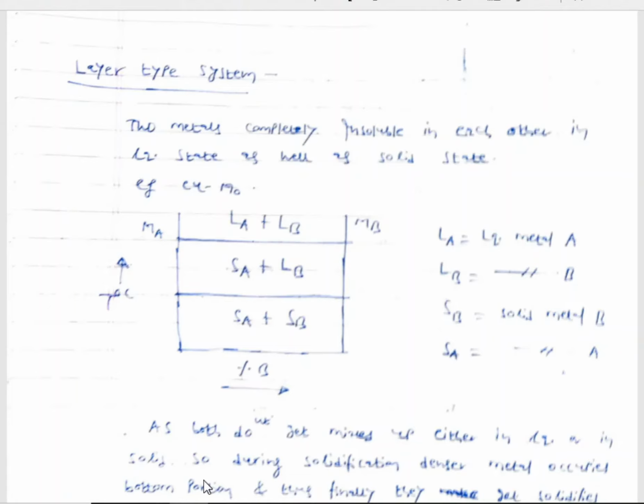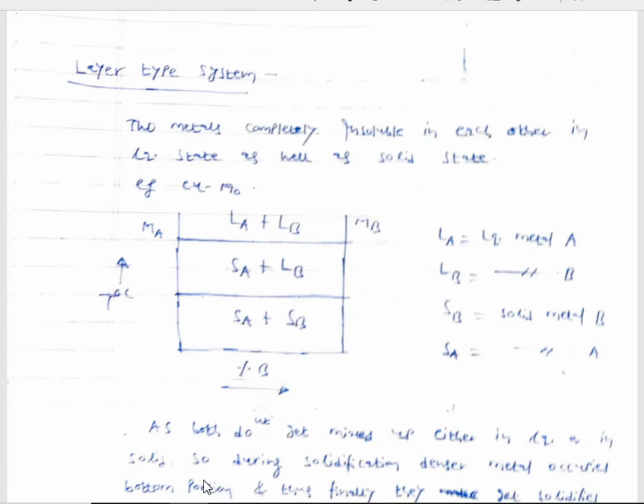Then when the melting point of the other metal is crossed, that is, the freezing point of the other metal is reached, it will also get solidified. So below that temperature it will be Sa plus Sb. Both the metals are also insoluble in each other in the solid state. So naturally they will form layers.